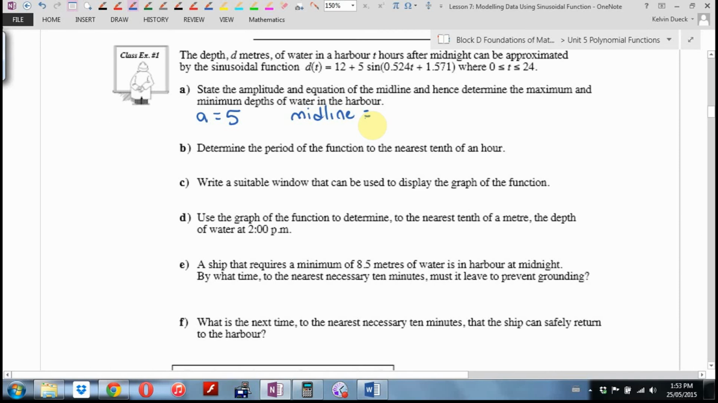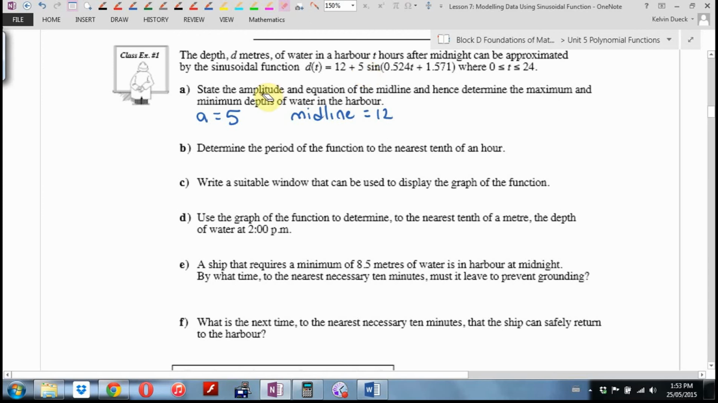The midline is the number that's being added onto the graph. 12. How do I know it's not that? Because that's in brackets next to the X. In fact, it's brackets and backward. That's not the midline. The midline is 12. And they were sneaky because I've always put the midline afterwards. Here they put it here first.